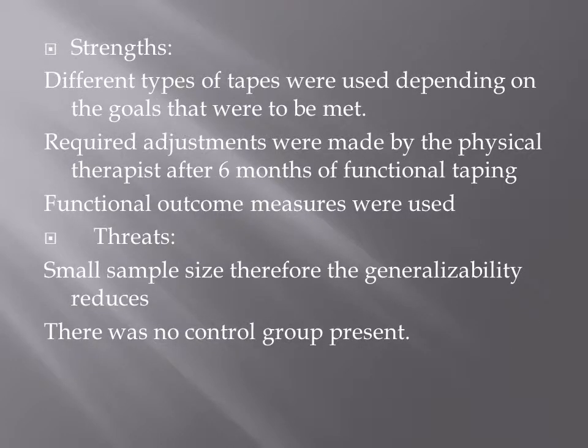The strengths of this study were that different types of tapes were used depending on the goals to be met, and required adjustments were made by the physical therapist after 6 months of functional taping. Functional outcome measures were also used. The threat or weakness of this study was that the sample size was really small, about 8 children. Therefore, the generalizability of the study reduces, and there was no control group present.